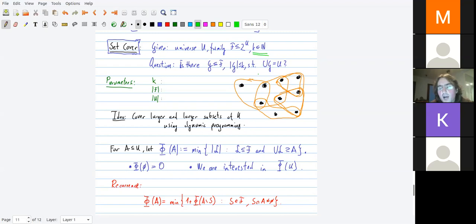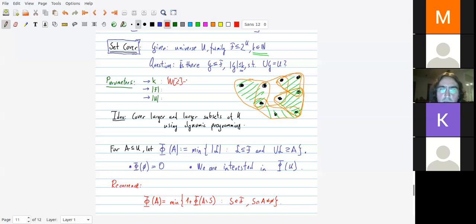Now I would like to take as few sets from my family as possible in order to cover the whole universe. So for instance, I could take this one, maybe that one, this one. Oh, and I need to take actually that one, and now using four sets, I managed to cover the whole universe. Okay, so there are three natural parameters for this problem. One is the budget K. One is the size of the family that we are working with, and the other is the size of the universe we are working with. Then you can ask about the parameterized complexity for each of these parameters separately. For the parameterization by the budget K, this is actually what's called W2-hard.